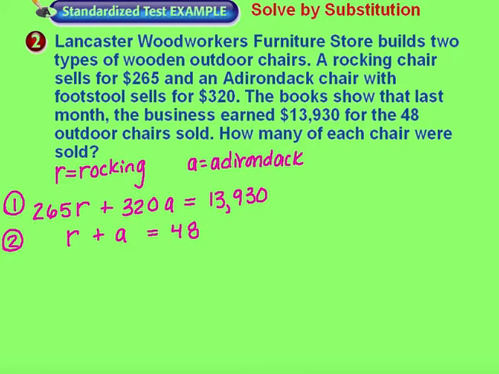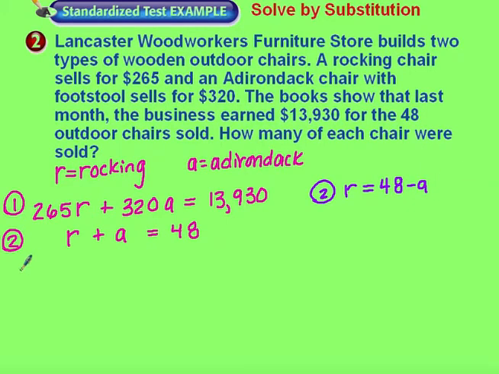All right, so now I've built my two equations. To use substitution, I'm going to look at the equation that looks like it's a little bit easier to solve. So I'm going to start with equation 2, and I'm going to solve for r. Now you can solve for a, it doesn't matter. I'm going to solve for r. So that's going to give me 1r is equal to 48 minus a.